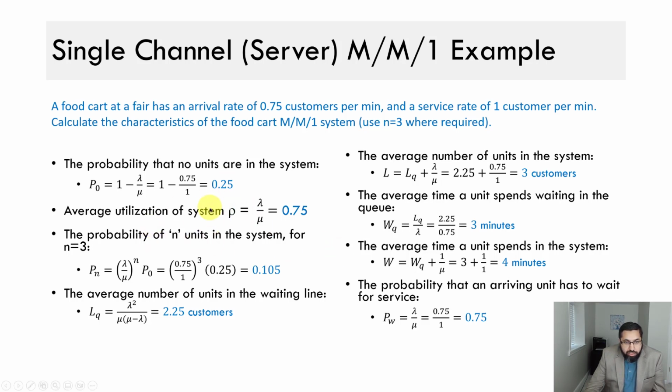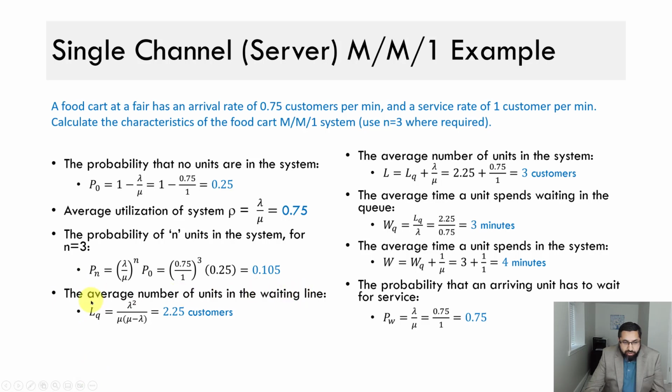So 25% of the time at this food cart, you're going to have nobody there. The utilization of the food cart is just going to be 1 minus the idle time, so 1 minus 0.25 or 0.75. Or you can calculate directly as lambda over mu. So 75% of the time we are being utilized, having to serve customers and doing stuff at the food court. What is the probability that we have n people, n equals 3, at the food court? That is the probability Pn, given by this formula, lambda over mu raised to the power n, which is 3, times P0. P0 is 0.25, already computed up here. When we compute that, we get a probability of 0.105, or about 10.5% of the time we'll have 3 people at the food court.